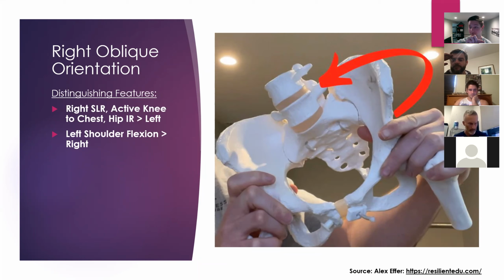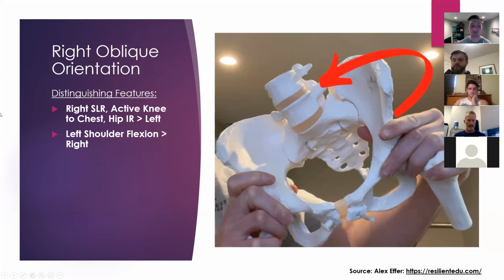Now, that first bullet point right there, that's what you would probably expect to see a lot in this left AIC pattern. But they're also going to have a better active knee to chest on the right, which is not what you would expect to see. On the left shoulder flexion, again, not what you would expect to see.